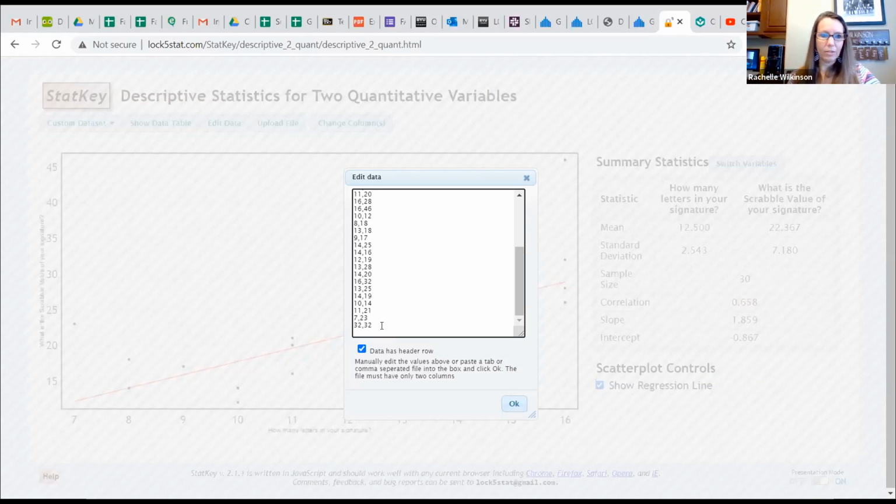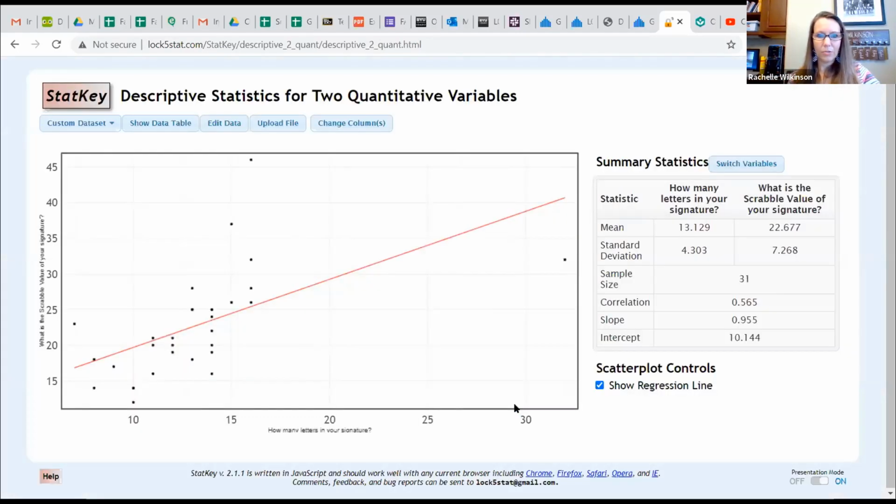So 32 and 32. I'm adding this crazy person to our class. Okay, so here she is right over here. This girl, I think, would be an example of an influential point, because she has an extreme X value.